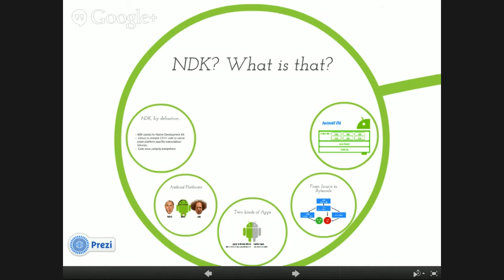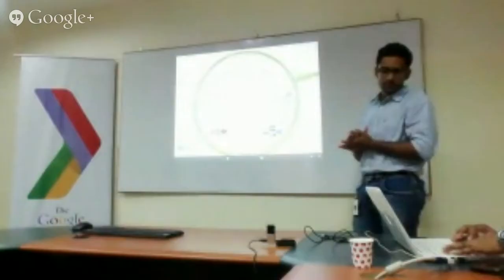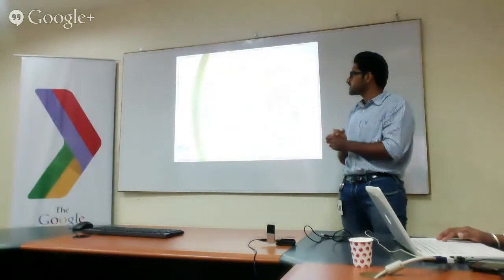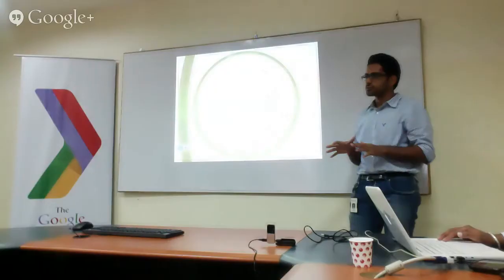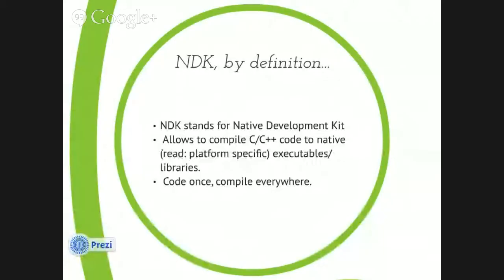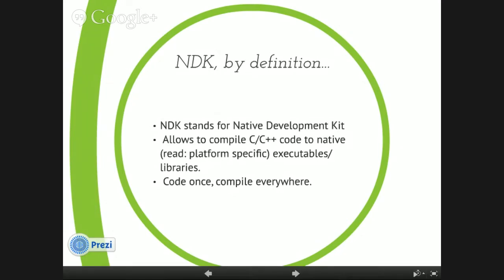So we would be going further with NDK. Let's first start off with its definition. So basically, what is NDK? By definition, it stands for Native Development Kit. Basically, it means that we would be using C and C++ instead of Java to write our Android code. We would be seeing the advantages and disadvantages of using C++, but that's going to come later.